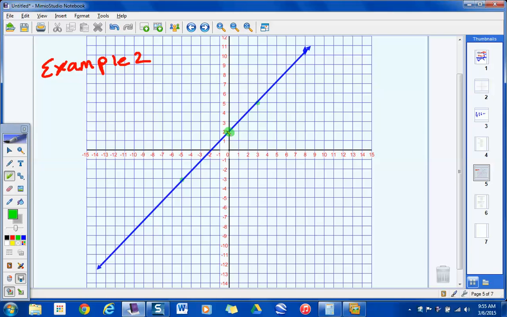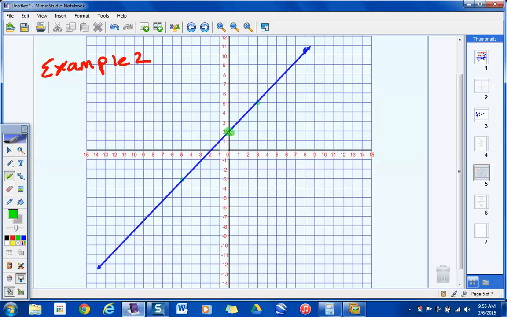Oh, by the way, what's the initial value in this problem? 2. Initial value is the y-intercept, right? Where do you start this line at? All those things mean exactly the same thing. If I say start, initial value, vertical intercept, y-intercept, understand they all mean the same exact thing. All right? Questions about finding slope? Questions about finding a y-intercept?